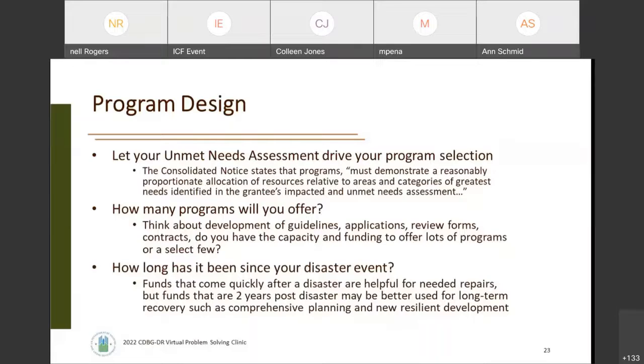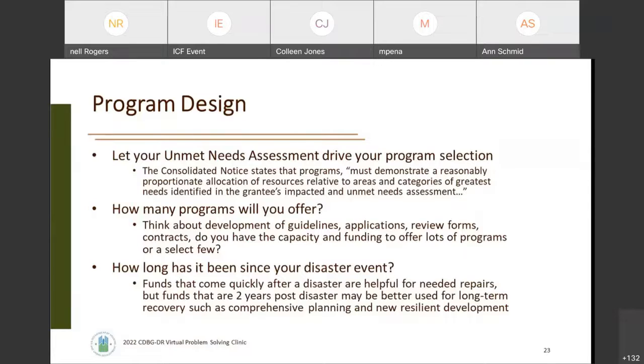So when you first have CDBG-DR funds, you're looking at that disaster impact. You're looking at how significant the damage of the disaster event was in terms of housing, economic development, infrastructure. And then you're looking at what programs have already been provided to meet some of those needs. How much FEMA funding was made available, how much state funding or other independent programs were available, and then what are those remaining unmet needs that CDBG-DR can be used to fill.